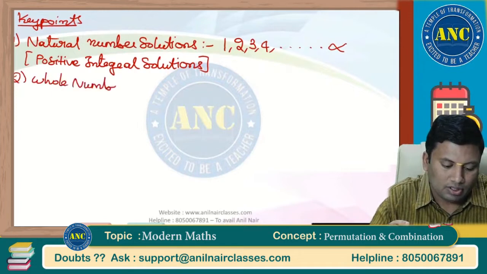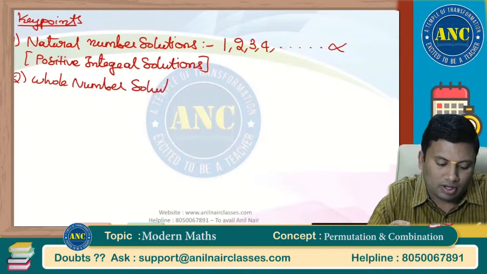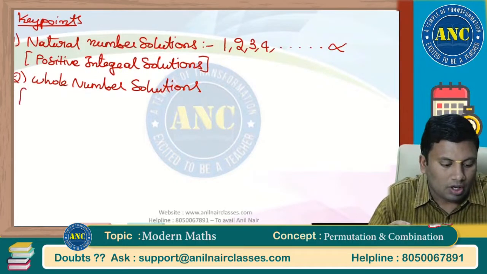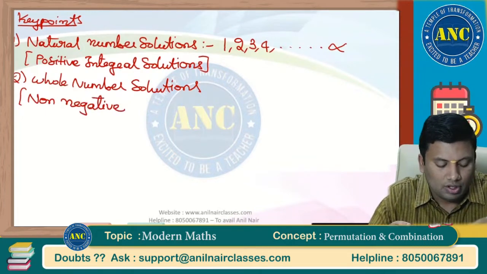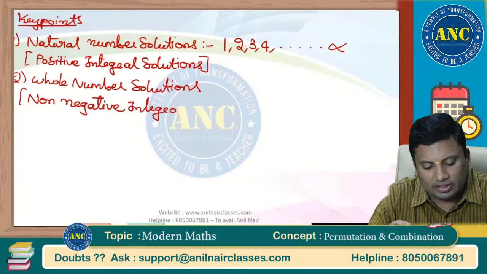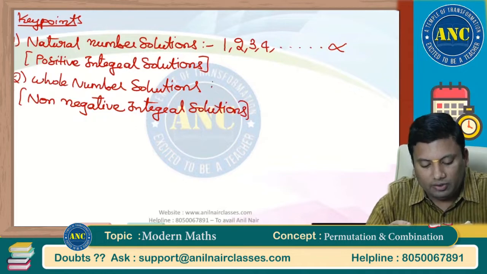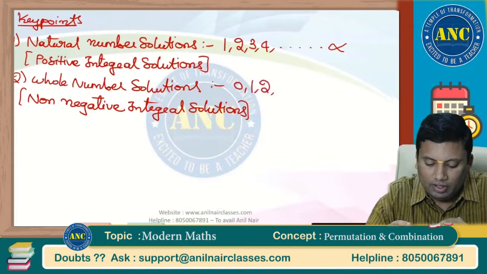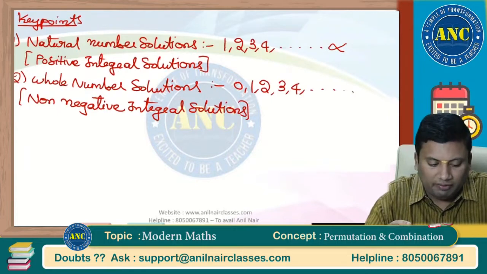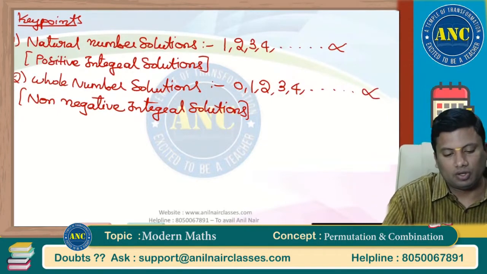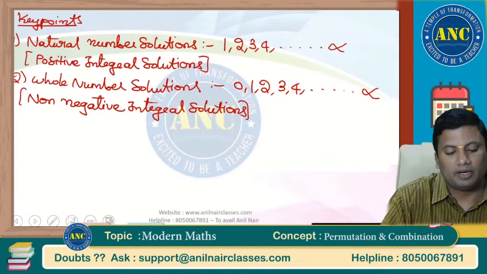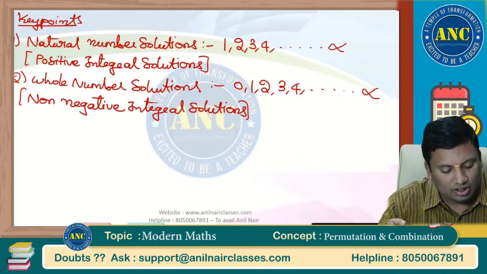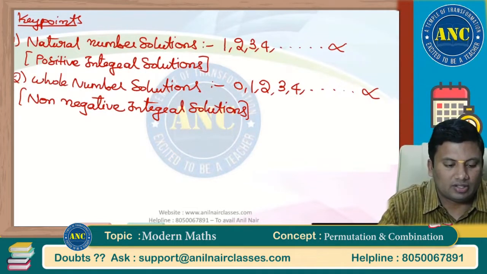Whole number solutions are also called non-negative integral solutions, that is, other than negative. So among negative, 0 and positive, it is everything other than negative. This will be 0, 1, 2, 3, 4 and so on up to infinite. Now positive integral solutions are also called natural number solutions. Whole number solutions are also called non-negative integral solutions.